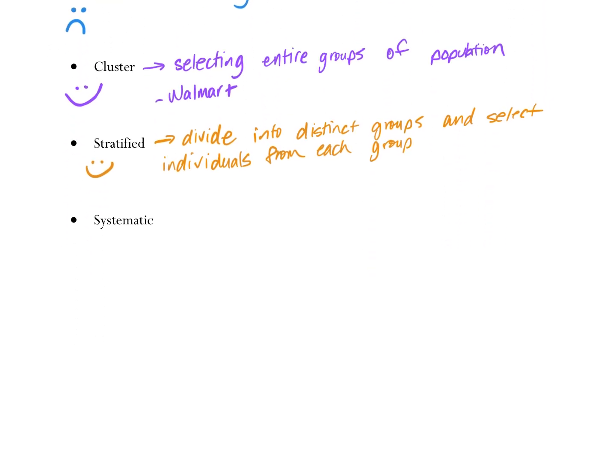Okay, systematic. This one's fine. It's a happy one. It makes me happy to know someone did a systematic sample well. Essentially, if you're polling people, it would be asking every nth person with a random starting point.